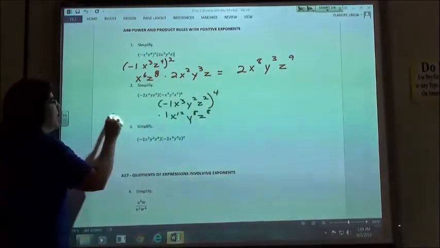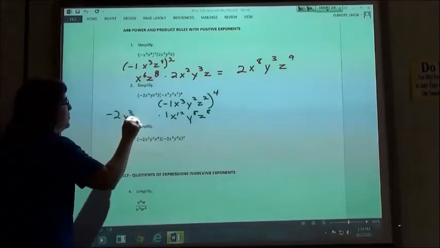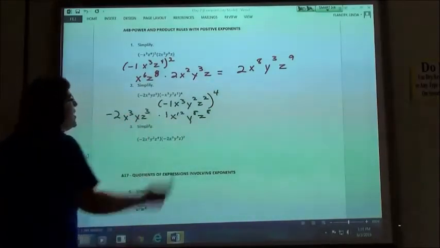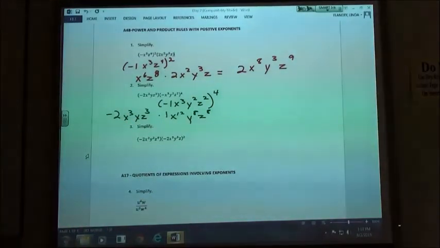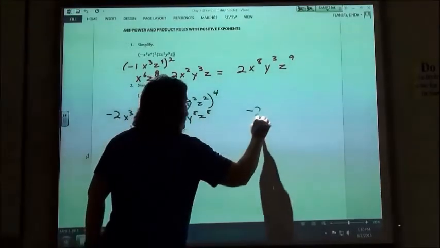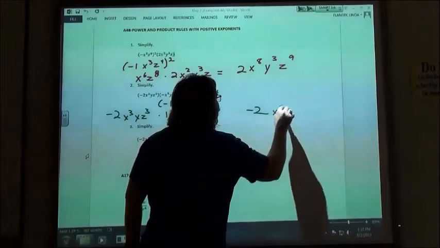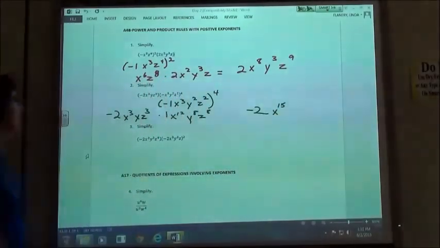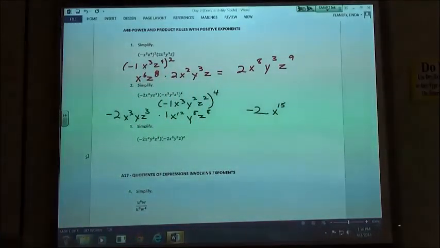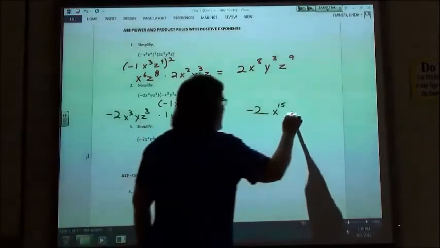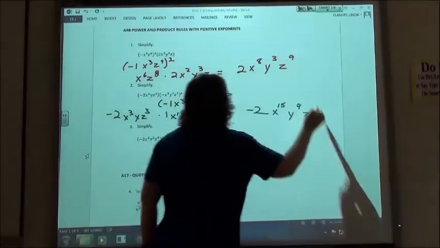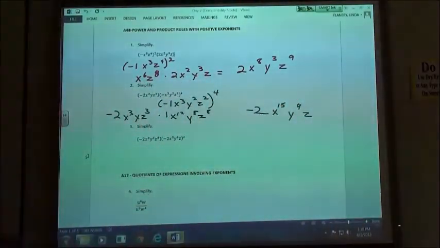I'm going to multiply that by the -2 x cubed y z to the 3rd. And so when I multiply that, I get -2 x to the 15th, y to the 9th, and z to the 11th.